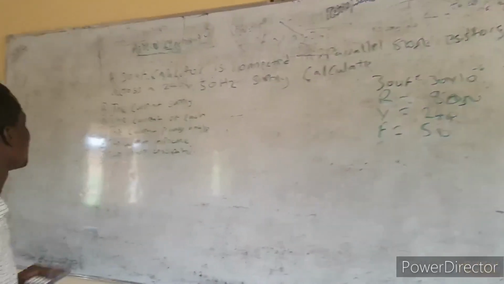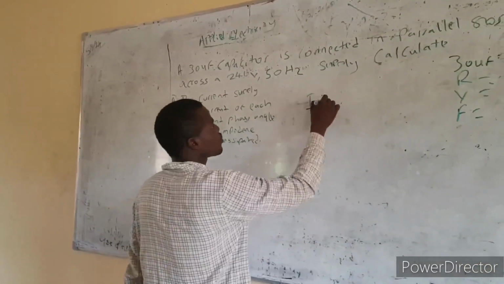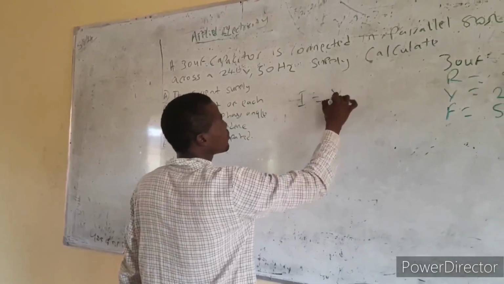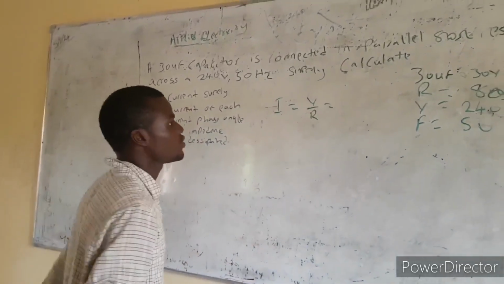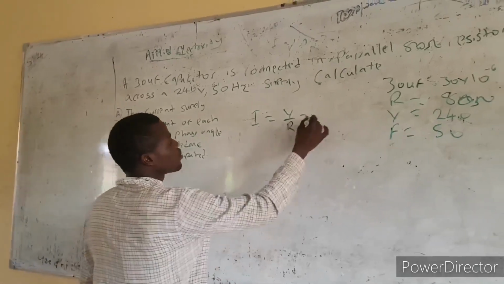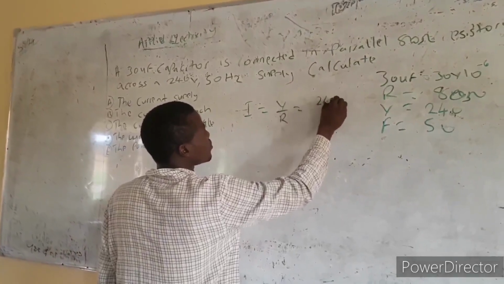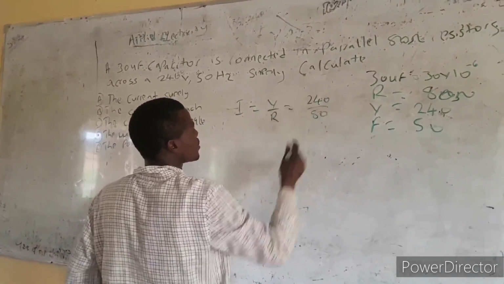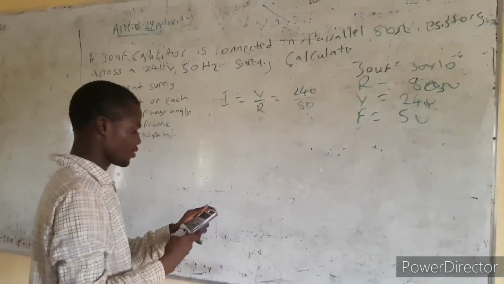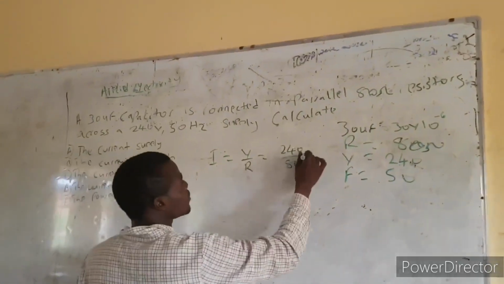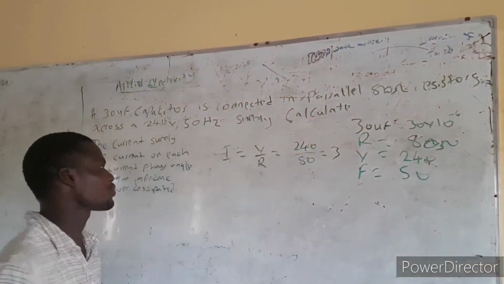Now, for us to calculate the supply current, we have to use the current. So the resistor current IR equals V over R, which is the voltage divided by the resistor. So it's now 240 divided by 80. Put that in our calculator, that will give us 3. So 240 divided by 80 is equal to 3.